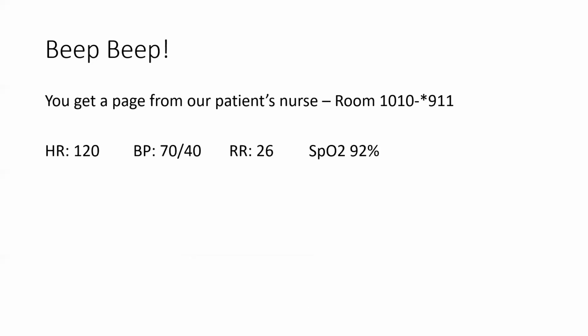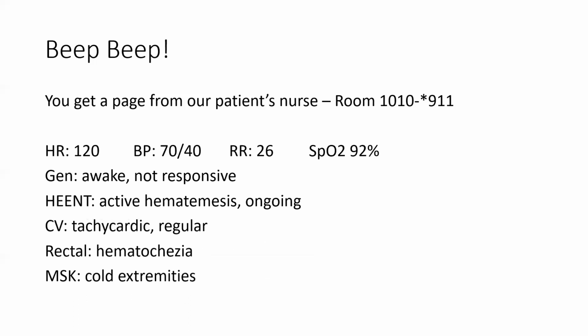So as you're running over, she's calling you and she's like, here are your patient's vitals. She's now tachy to 120. Her blood pressure is 70/40. You walk into the room and she's awake but not responsive, and she has active hematemesis now. So she's throwing up everywhere, bright red blood. She's cold. She's not really responsive. What are your thoughts now about her clinical situation?